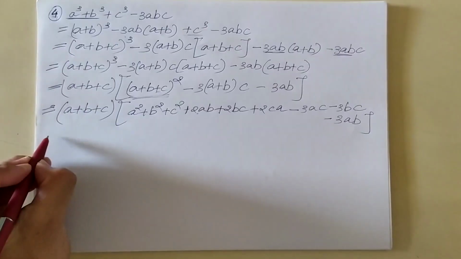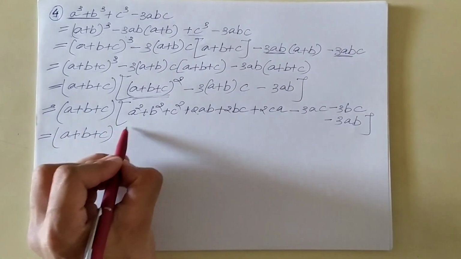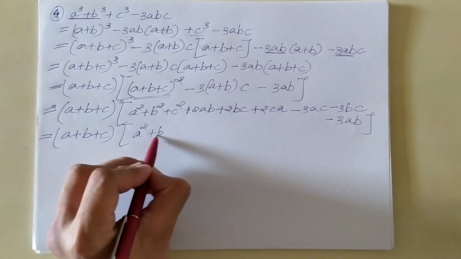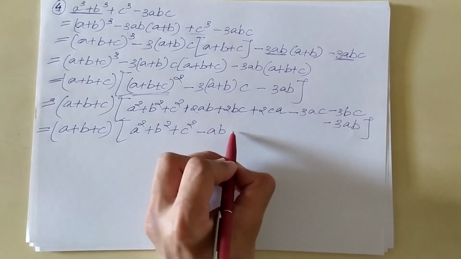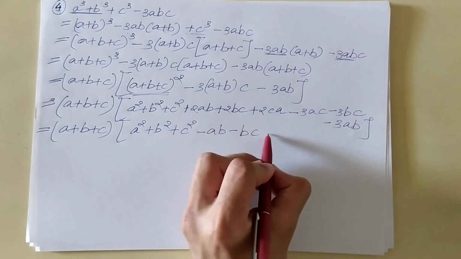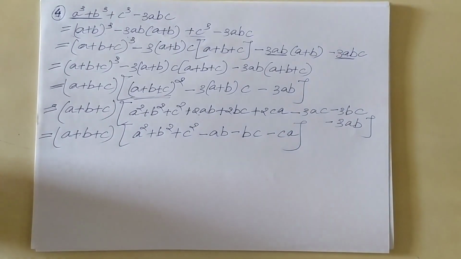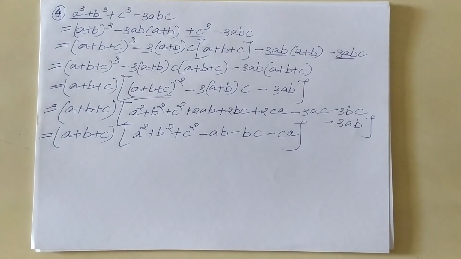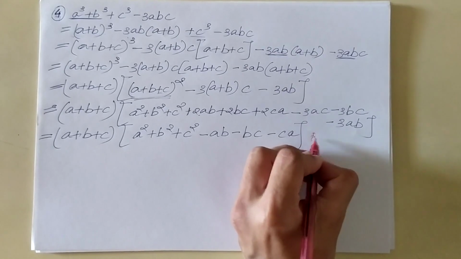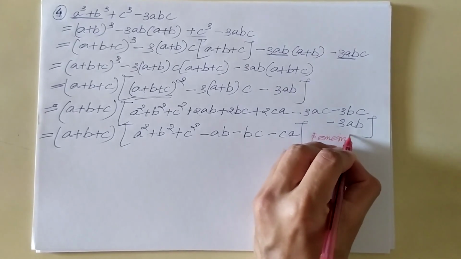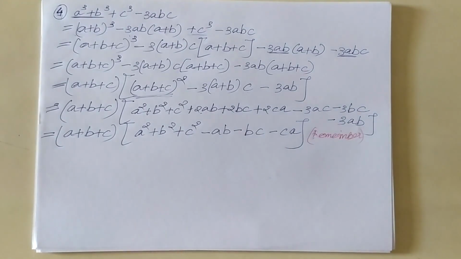So we can write it as a plus b plus c into a square plus b square plus c square minus ab minus bc minus ca. So this is the first form of the fourth identity which you need to remember. By remember I mean that it is highly recommended to remember this form.